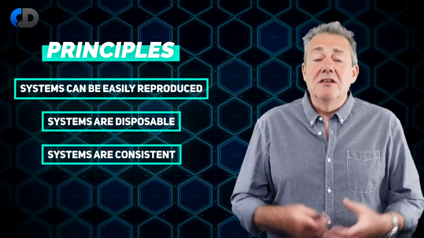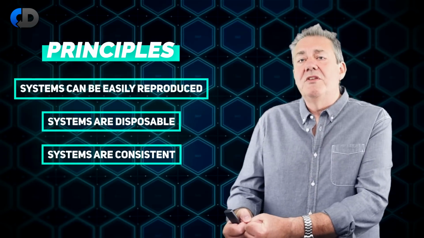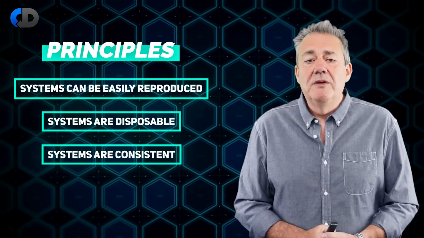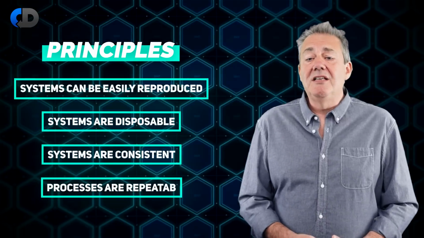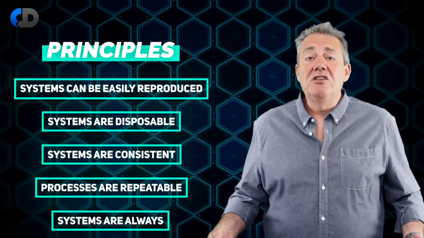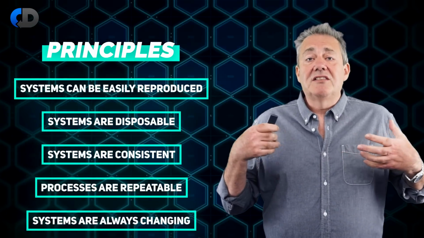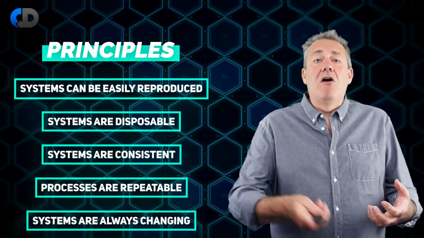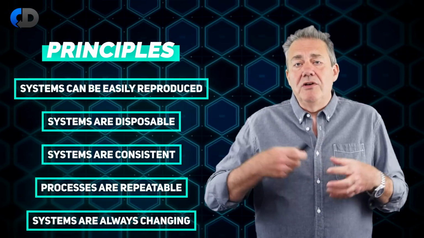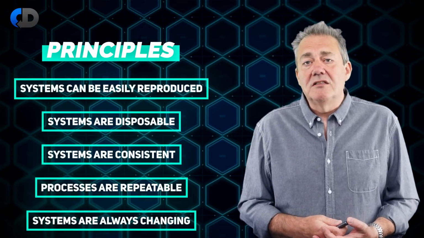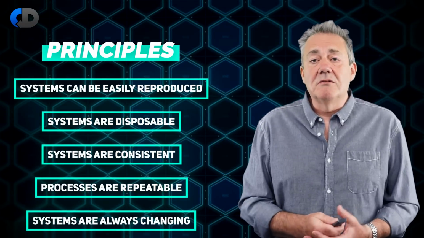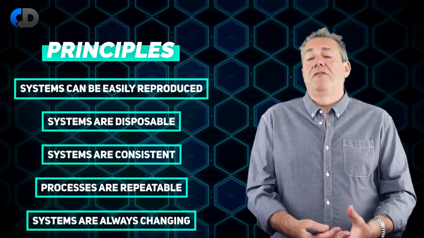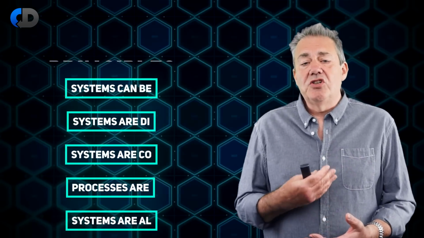They're consistent. If we create one from the same definition, we're going to get exactly the same environment every time. So the processes around these are repeatable, and the systems are always changing. Our assumption is this technique is there to allow us the freedom to evolve our systems over time and refine the configuration of our systems along with everything else about the systems that we create and operate. So those are the 5 principles that we're trying to achieve.